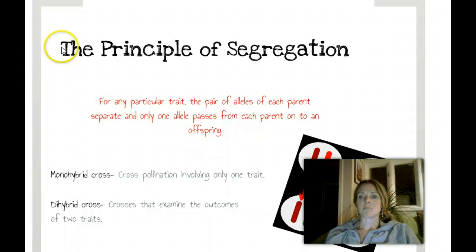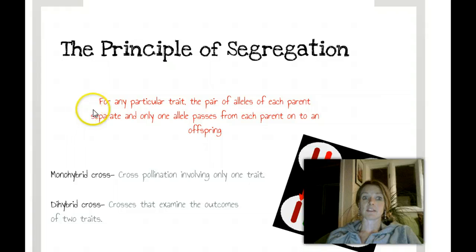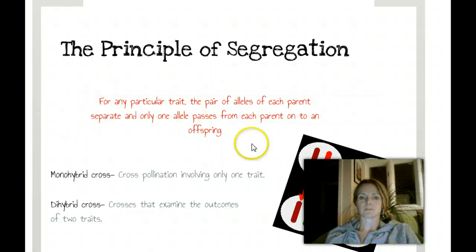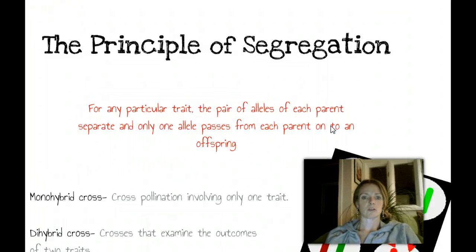Here's one of the things that Mendel found, the principle of segregation. I don't want these terms to make you go, oh my gosh, I'm never going to get this genetic stuff. Because really, when you break it down, it's actually fairly simple. They're simple concepts, and they will make more sense as we start to do more with them. So the principle of segregation says, for any particular trait, the pair of alleles of each parent separate, and only one allele passes from each parent to an offspring.